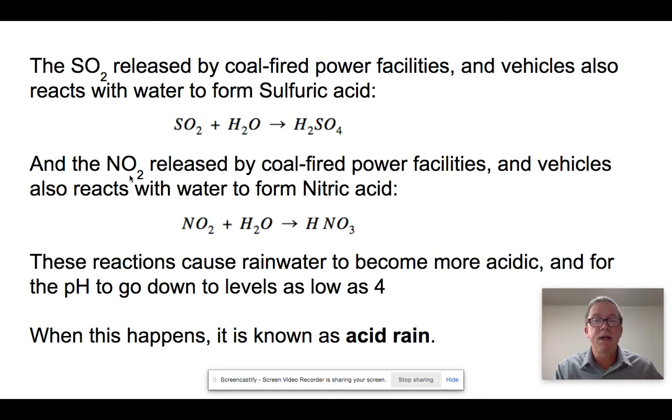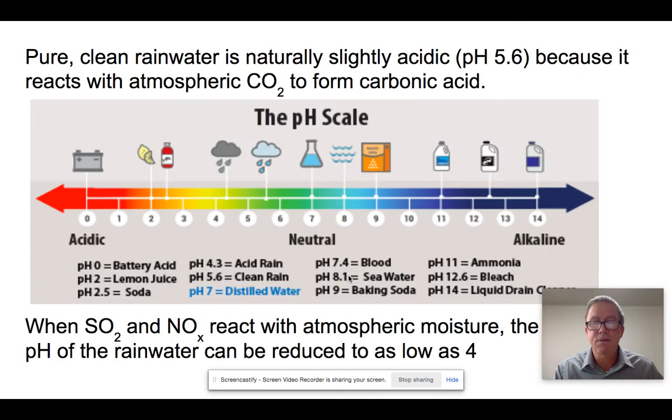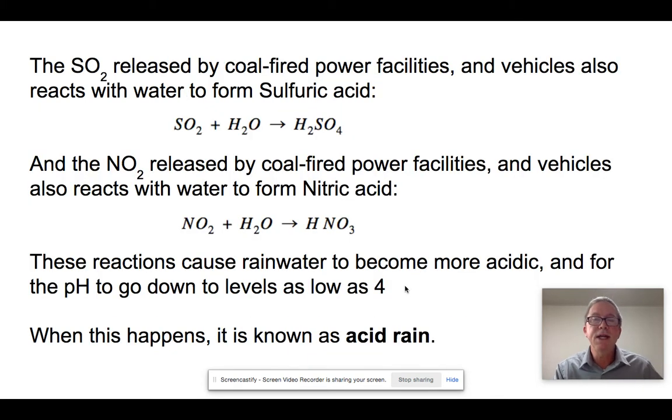NO2, which is released by all forms of combustion, including cars, also causes an acidity problem because NO2 in particular reacts with H2O, forming nitric acid. And nitric acid dissociates, making H ions. And so when we put SO2 and NO2 into the air, lo and behold, the pH of the rainwater goes down, and it can get as low as 4.